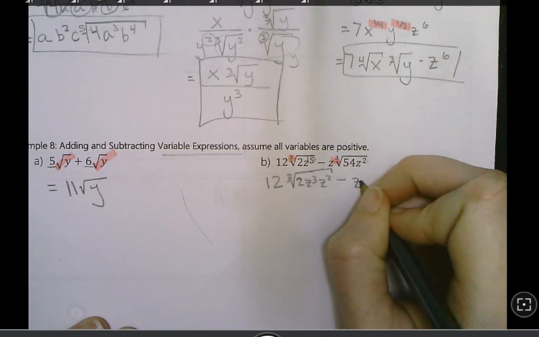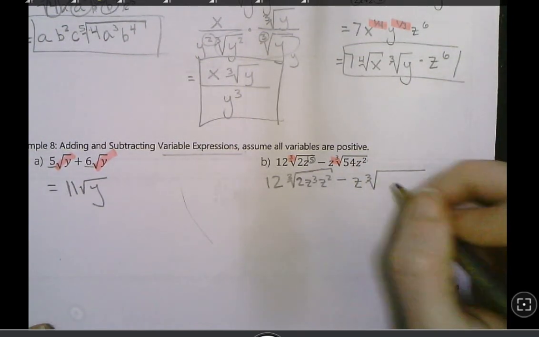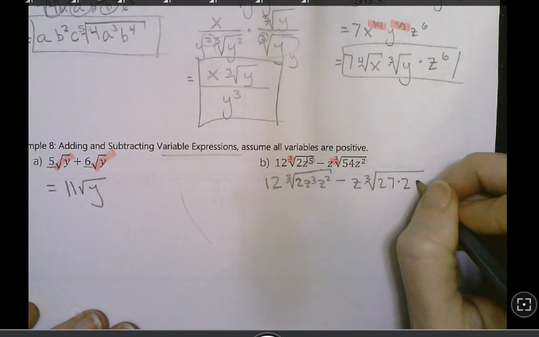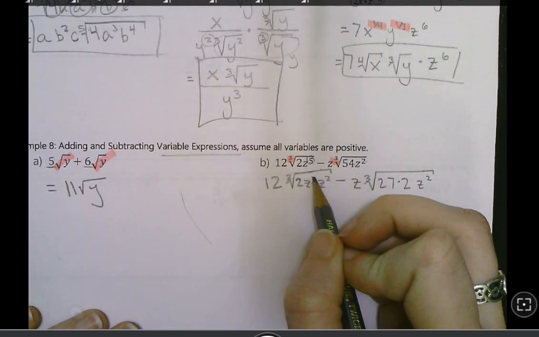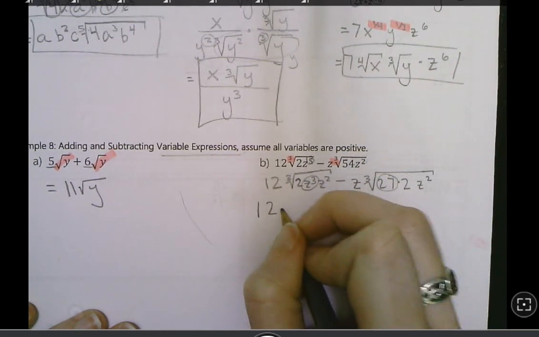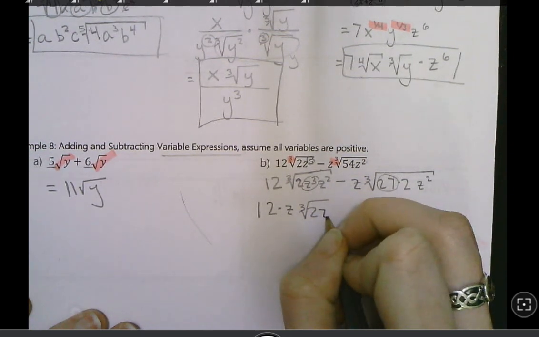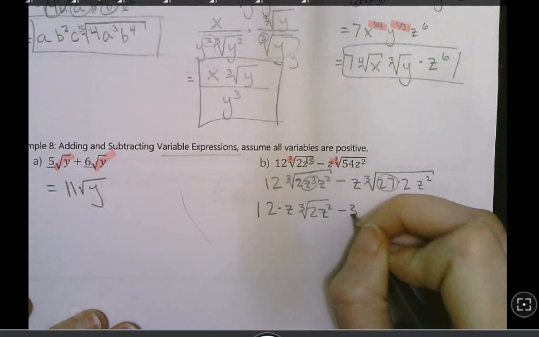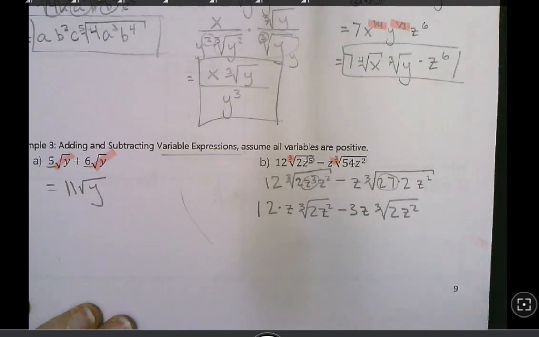For my other one, I have a z on the outside, cubic root. Well, 54, we already talked about that earlier on. That can be split up into a 27 times 2, and then we'll have that z squared still. So what I can do here is I can simplify. I can take the z cubed out and I can take a 27 out. So now we have 12 times a z here, cubic root of a 2z squared, minus, well, when 27 comes out, the cubic root of 27 is a 3, so 3z, and then our cubic root of a 2z squared. Now they match.